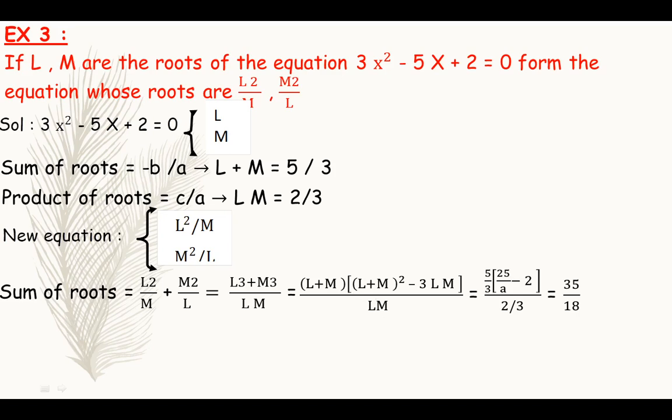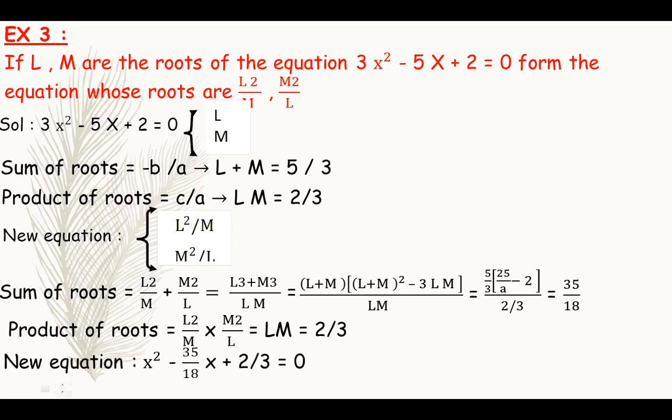By using your calculator, you will find that the final answer will be 35 over 18. The product of the two roots will be L squared over M multiplied by M squared over L. L will cancel L, and the remainder is M squared divided by M, which will be M, and the result will be LM, which equals 2 over 3. So the new equation will be x squared minus 35 over 18 multiplied by x plus 2 over 3. Okay?